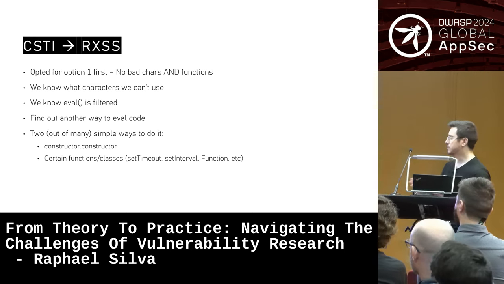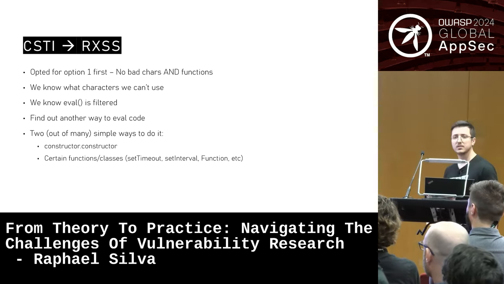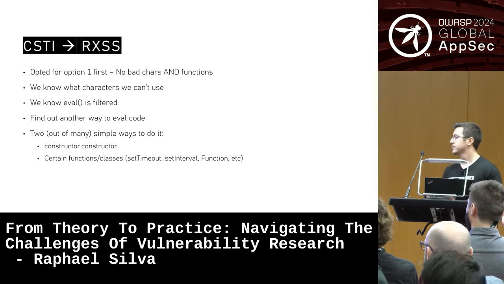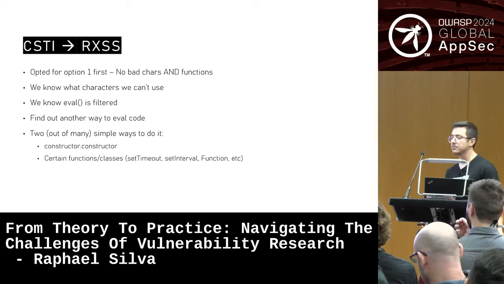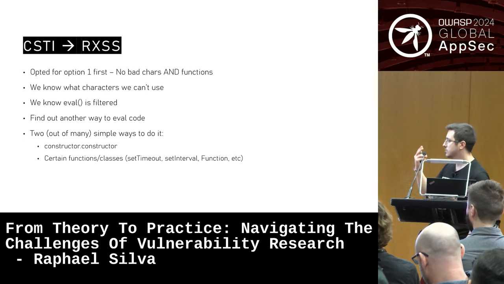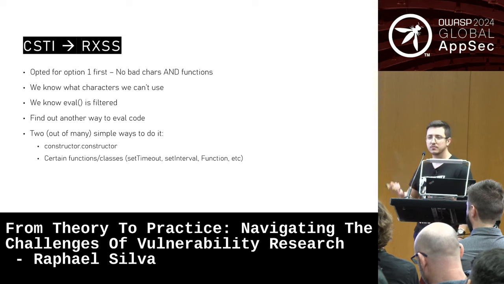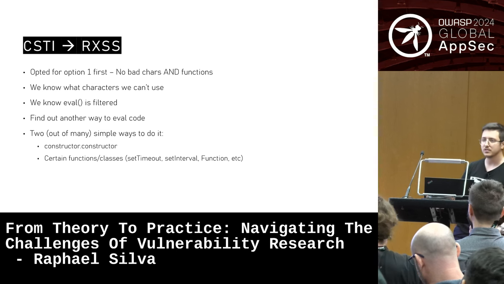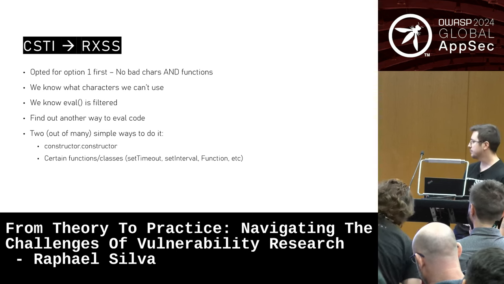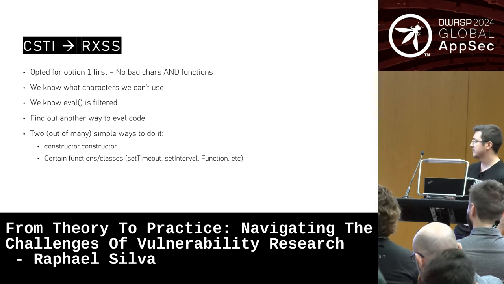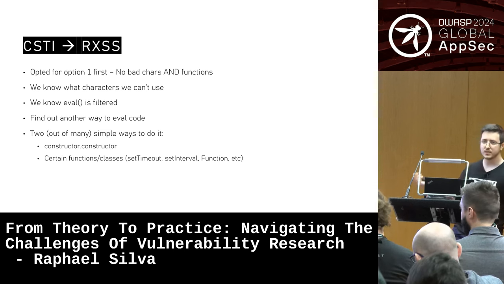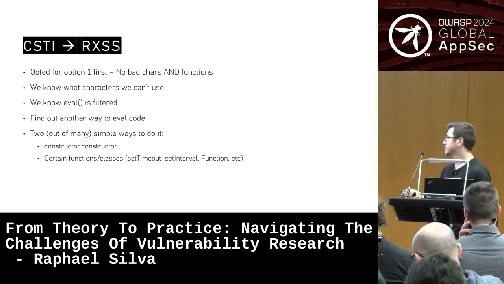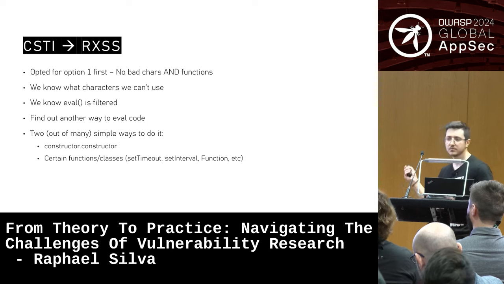So the first thing we have to do is find another way to eval code, and that's the easy part. JavaScript has like 1,000 different ways to eval code. The two ways we could think of off the top of our heads were, for example, using constructor.constructor. Calling the constructor can take a string and create a function out of it and evaluate it. And there are some classes and functions that can also receive text and execute it like a function, for example setTimeout, setInterval, and Function, but there are a lot of those.